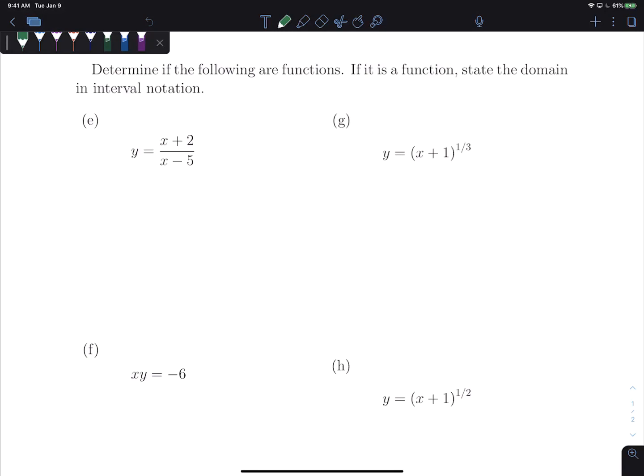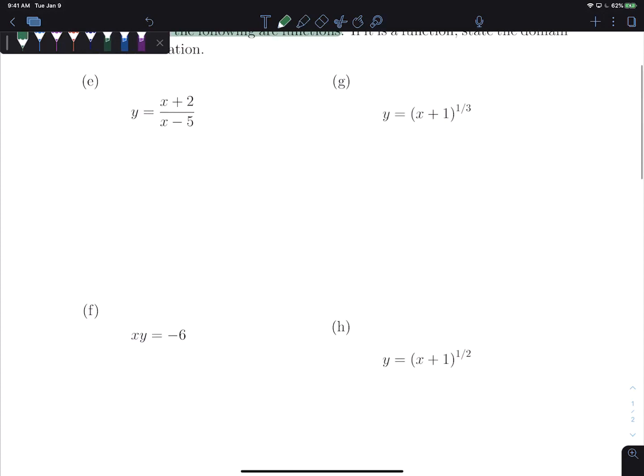Hello. In this video, we're going to look at determining if the following are functions. If it is a function, state the domain in interval notation. So the first thing we're going to do is determine if the following are functions. We have letters E, F, G, and H here, and this is really a continuation from the previous video. For letter E, let's look at whether this is a function.